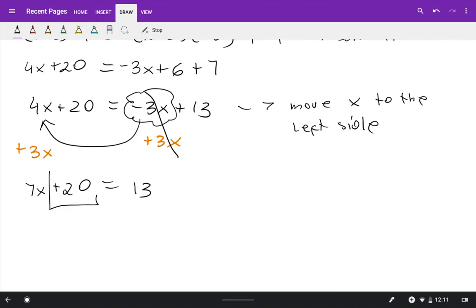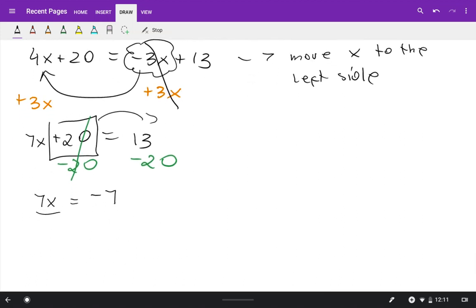Now, positive 20 has to be moved to the right side. We're moving the numbers to the right side. Since it's positive 20, the opposite of 20 is negative 20. We're subtracting 20 from both sides of the equation. That cancels. And this is just 7x equal negative 7. And the last step will be to divide each side by 7. And we have x equal negative 1. So this is our solution.